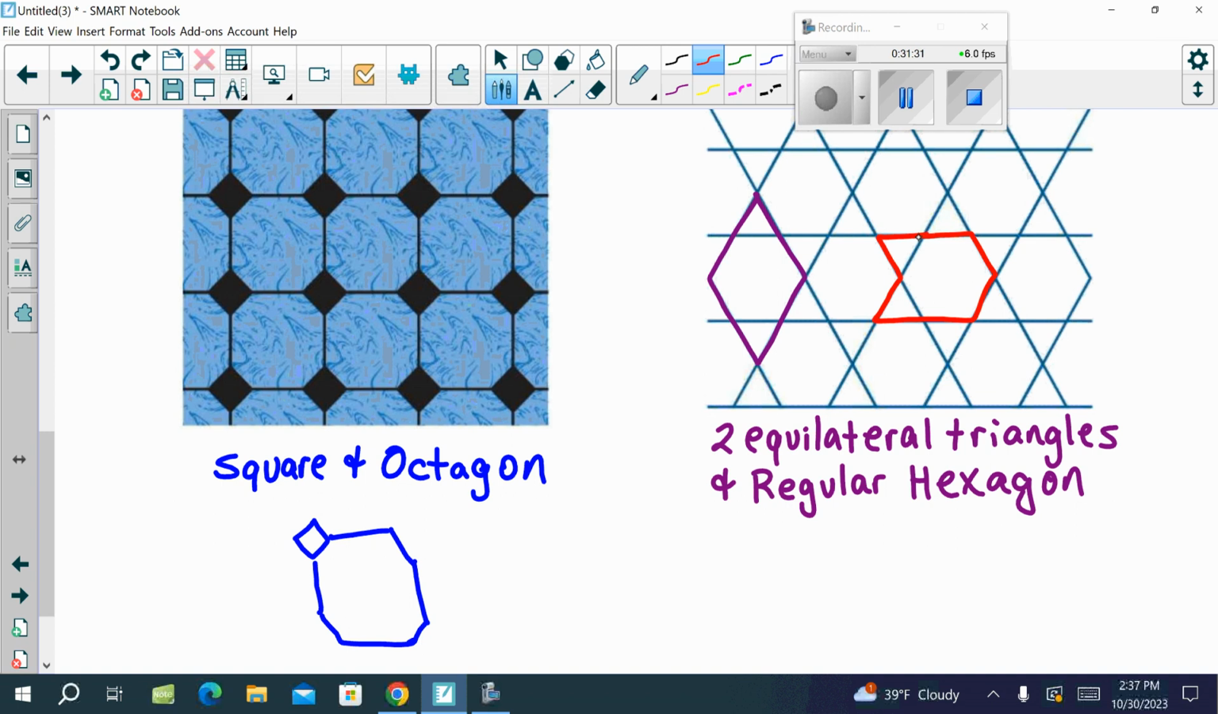Any questions about symmetry and tessellations? Okie dokie.